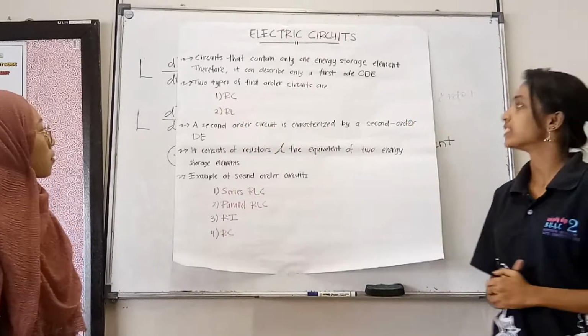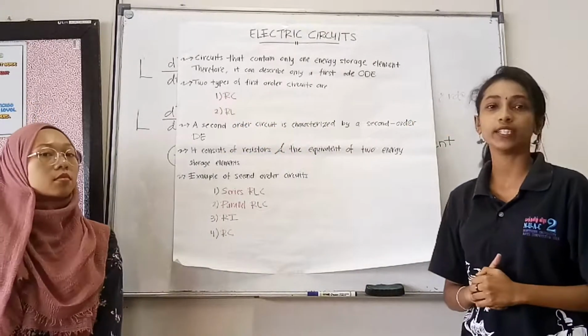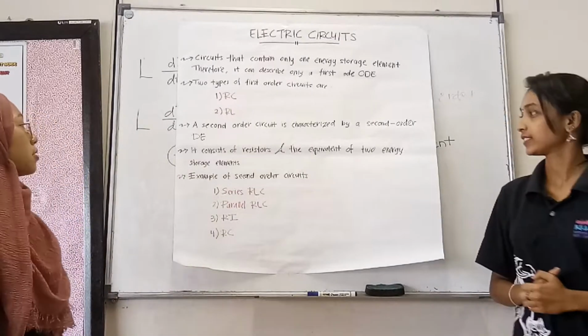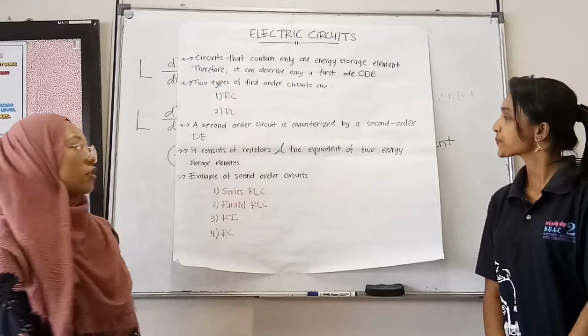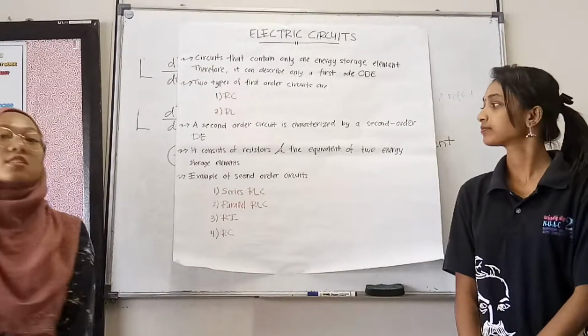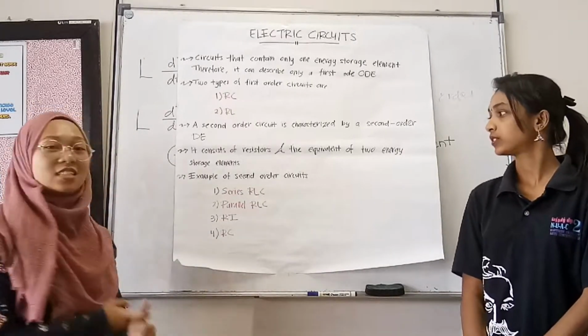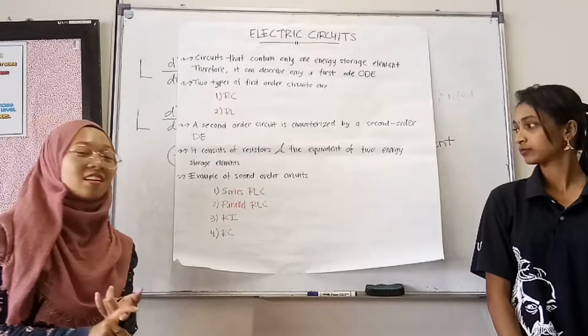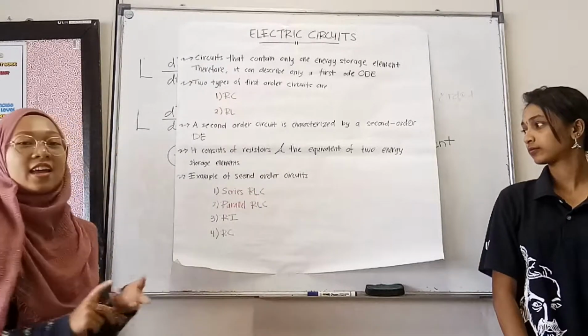Followed by that, a second order circuit is characterized by a second order DE, and it consists of resistors and the equivalent of two energy storage elements. Examples of second order circuits are series RLC, parallel RLC, RL and also RC.